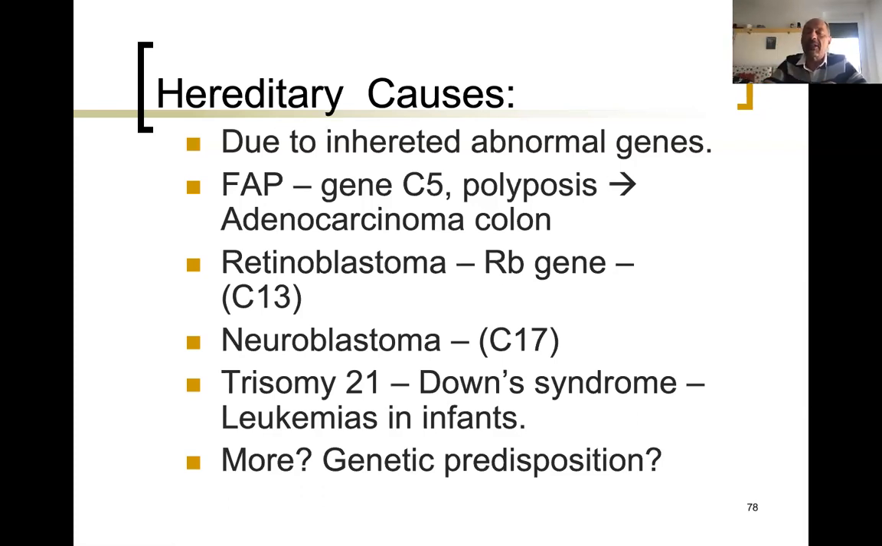And of course, if you have trisomy 21, which is of course hereditary, this is Down syndrome, but Down syndrome itself is related to a higher risk of cancer, especially leukemia. Leukemia is very common in Down syndrome patients. Is there more than a genetic predisposition? The answer is certainly yes. More and more cases are found. In this list, for example, one gene which is missing is BRCA1, which is responsible for breast cancer.